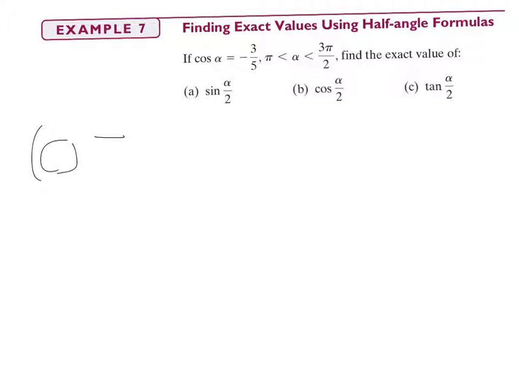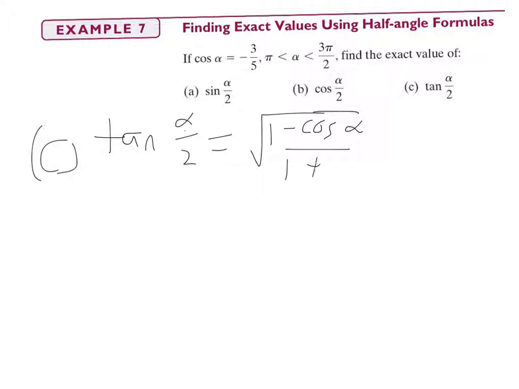Now there are two different ways you could go about it. Since you know tangent would be positive in the third quadrant, since sine and cosine are both negative, dividing by a negative is a positive. You could take the positive square root of 1 minus cosine of alpha over 1 plus cosine of alpha. That's the long way to do it, although there is an easier way in this instance.